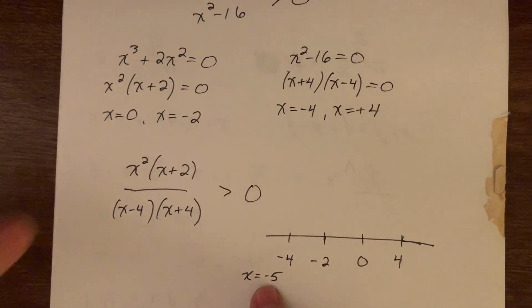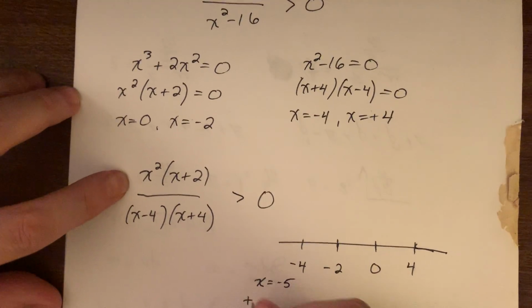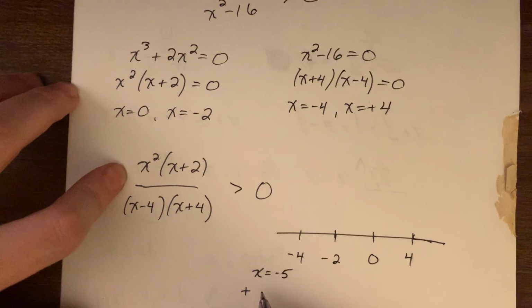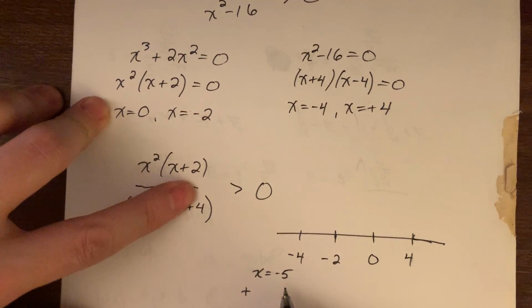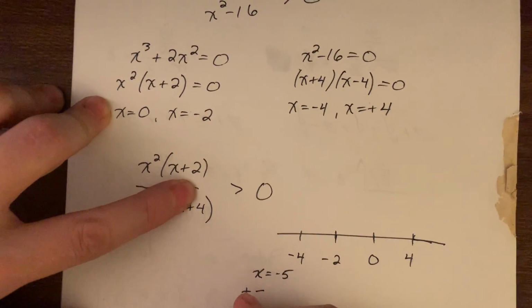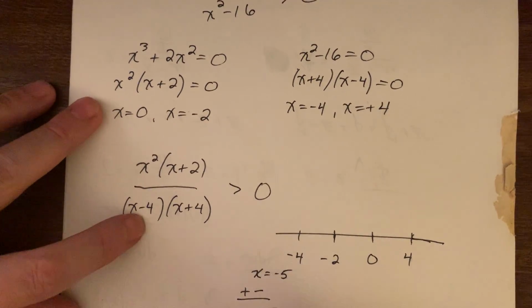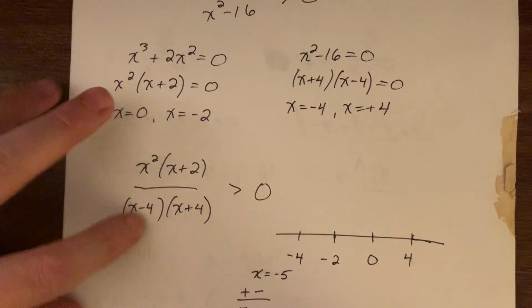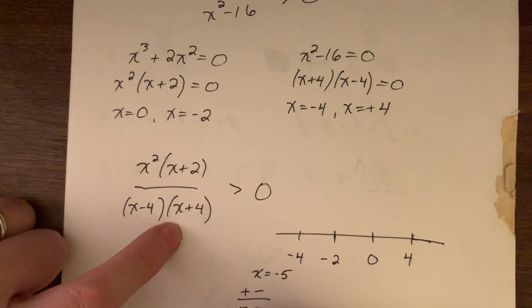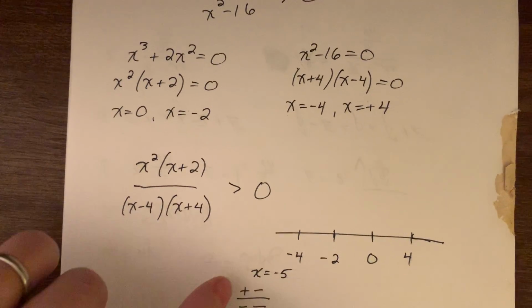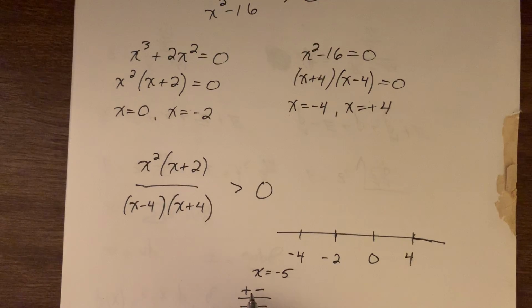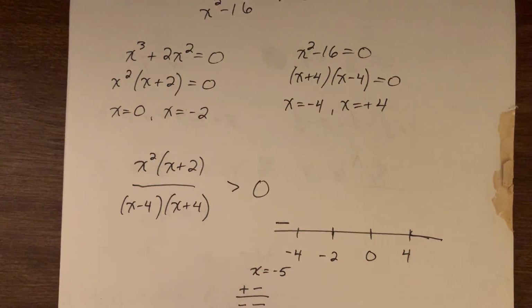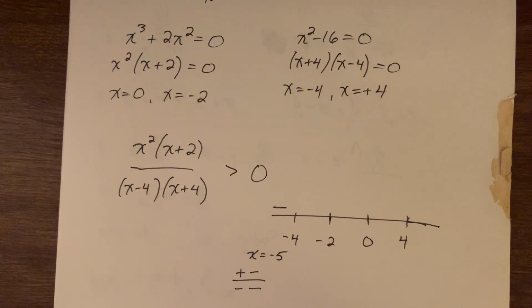So starting with -5. -5 squared is positive 25, but really positive is what I care about. -5 plus 2 is -3, so negative. Divided by -5 minus 4 is -9, negative. -5 plus 4 is -1, negative. And again, multiplying or dividing, it doesn't matter. A positive times a negative is a negative divided by a negative is a positive, that positive divided by a negative. Basically, these 3 negative signs leave me with a resultant sign of a negative.